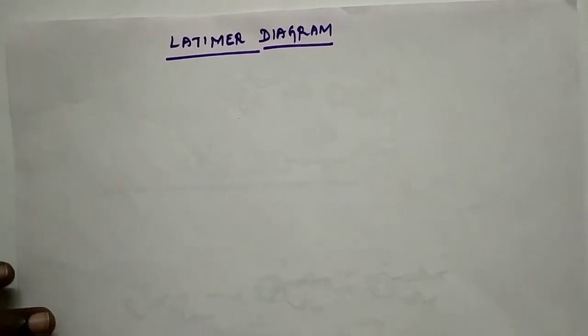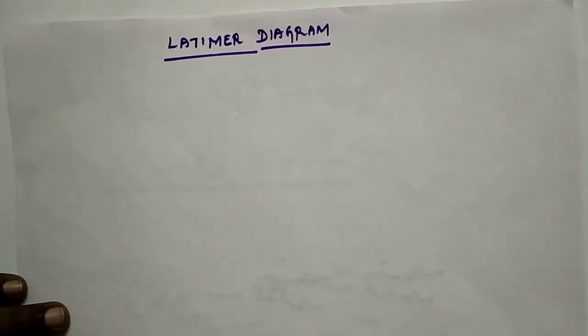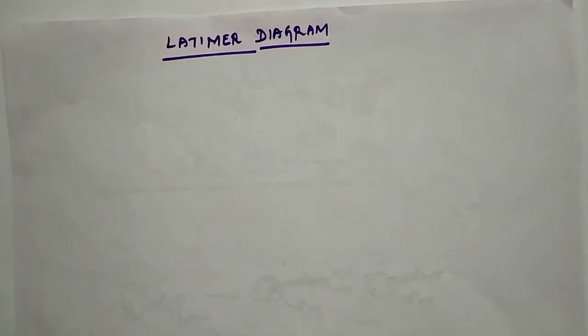In this video we are going to study about Latimer diagram. In redox reactions, we used to deal with Latimer diagram, Frost diagram, Pourbaix diagram and Ellingham diagram. Each diagram has its own limitations and advantages. So in this video we are going to study Latimer diagram. Latimer diagram is very important. There are many questions asked in the previous years' competitive exams.